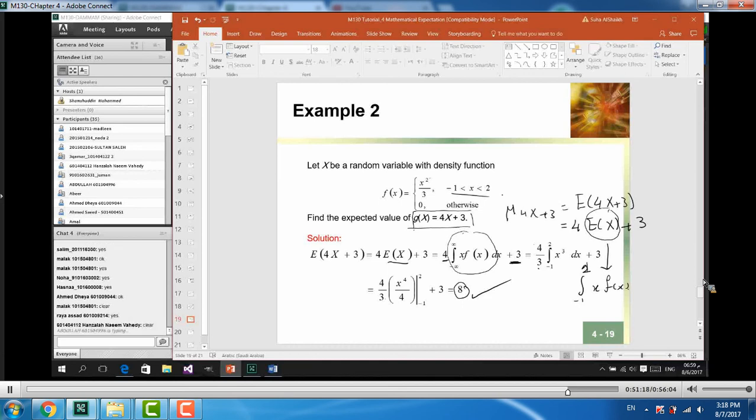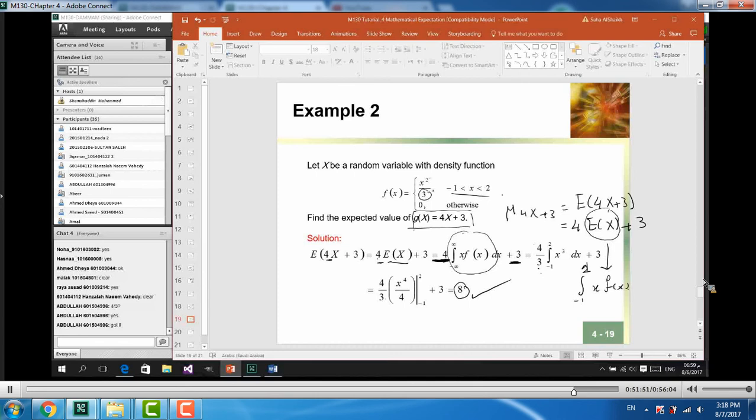Yes, I have the 4 already, right? I have already the 4 outside, can you see? Because of the 4 that I take outside from here. And the 3 comes from the function, so it will be 4 over 3. Okay?